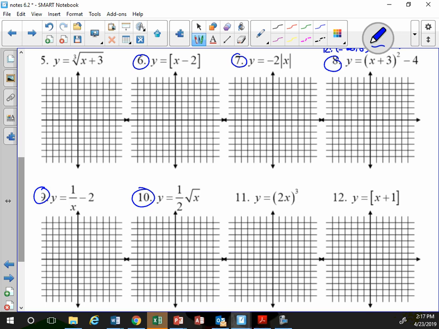The negative does open, I agree with that. Where's the 2 line? Okay, what does the 2 do? When you go, instead of going over 1 down 1, you're going to go over 1 down 2. You're stretching it vertically.